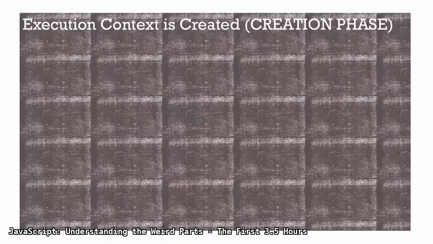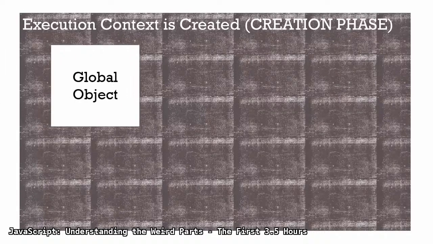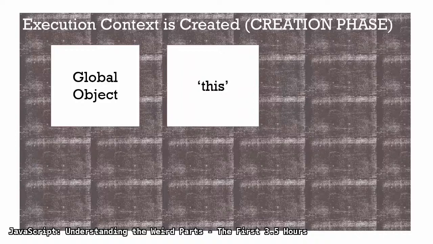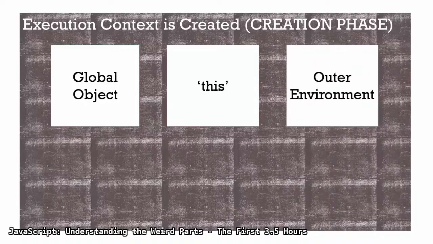The first phase is called the creation phase. In that phase, we know we have the global object, which is set up and in memory. We have this, which is set up and in memory. And again, the global object is only referring to when we're dealing with the global execution context. We'll see other execution contexts later. But this is always created inside an execution context. There's an outer environment that's created.